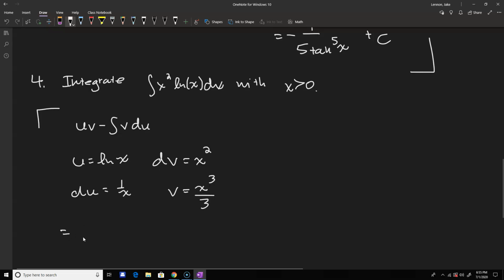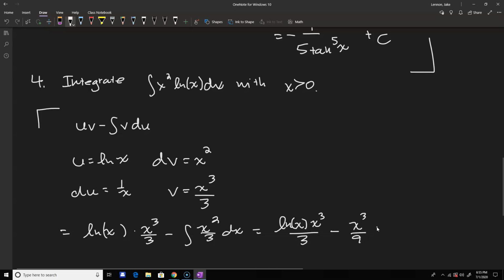So our integral will become uv, so that's the natural log of x times x cubed over 3 minus the integral of v times du, which will end up as x squared over 3 dx. So that has a pretty easy antiderivative. It's natural log of x times x cubed over 3. The first term remains the same, and then we're going to end up with minus x cubed over 9 plus our constant from integration. So again, it's just recognizing that when you have the product of two different classes of functions of x and you want to take their antiderivative, that's going to be an integration by parts.